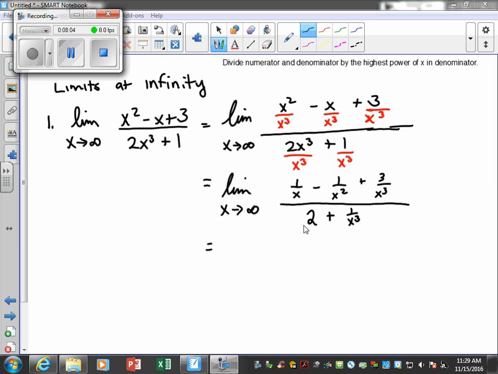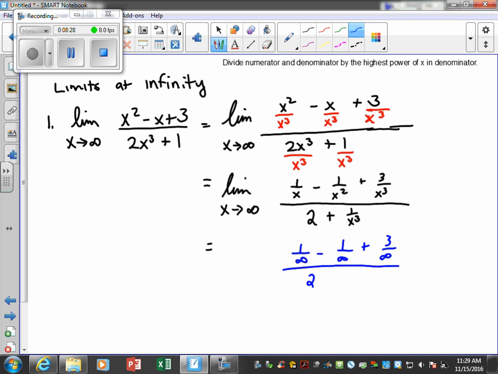At this point we can see we actually have a value here, which is good, but we're going to substitute in infinity. So we're going to substitute in, that's going to be 1 over infinity minus 1 over infinity squared, plus 3 over infinity cubed. In the denominator we have 2 plus 1 over infinity cubed.